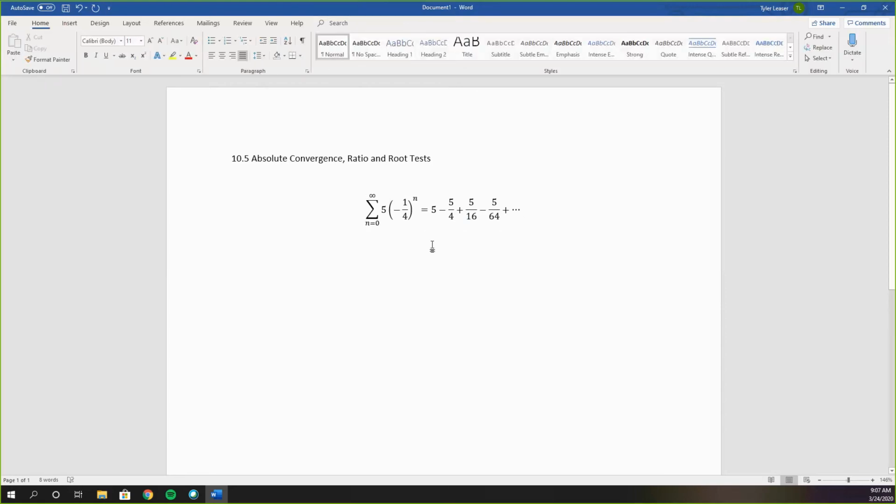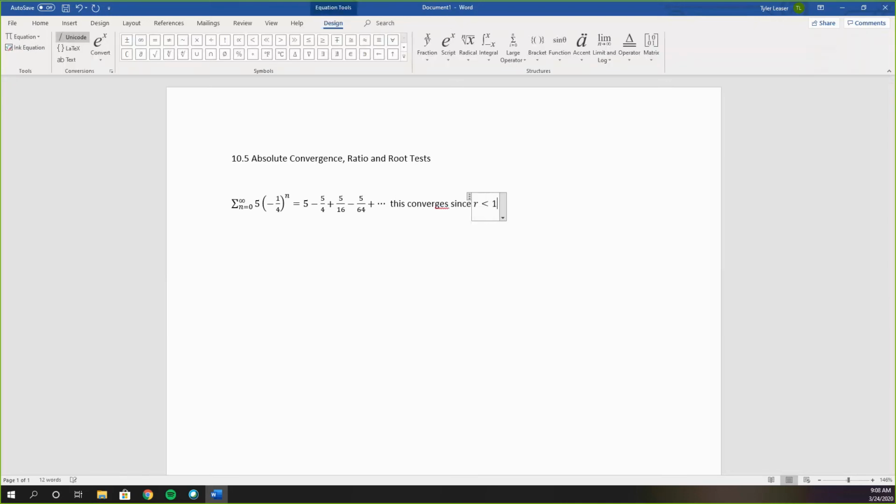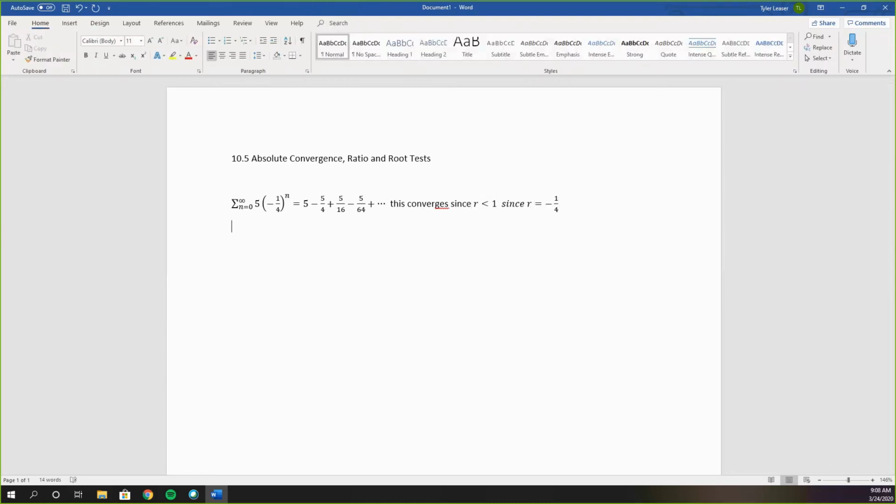Okay, so this is a series that we've seen before. This is just a geometric series. So from the geometric series, you have our a value, and then we have our r value based on the n. This does converge, since the absolute value of our r value here is less than 1, since our r is equal to that negative 1/4, which is fine. Remember, it can be negative. It's really the absolute value of r has to be less than 1 for this to converge.